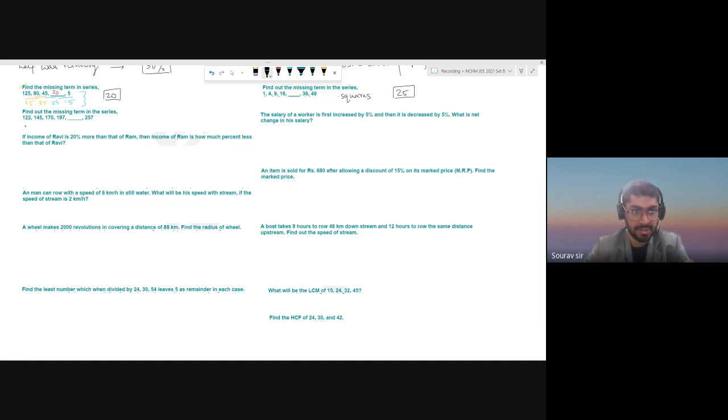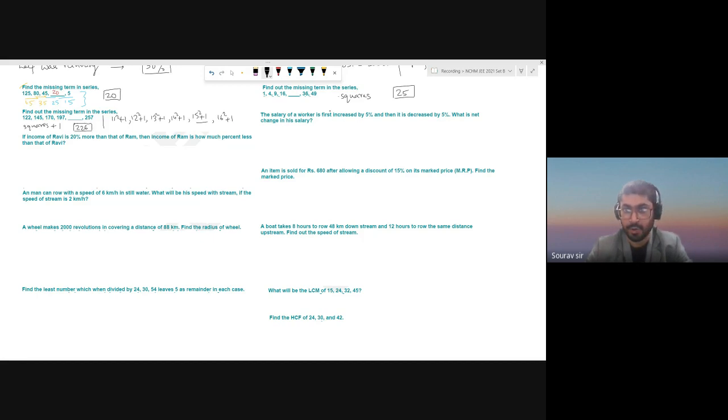Find out the missing terms. So this is basically squares plus 1. I'll show you. The numbers look like 11 square plus 1, 12 square plus 1, 13 square plus 1, 14 square plus 1, 15 square plus 1, the missing one, and 16 square plus 1. So 15 square is 225 and 1 is 226. So the missing number is 226.